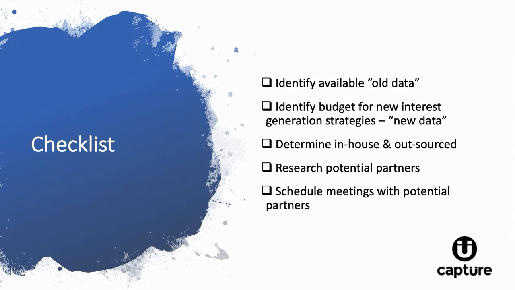Identify the budget that you have available for new interest generation strategies, that new data, all right? Because it's by identifying how much you have to spend that's going to inform how much you can actually do, right? So that's critically important. You won't be able to do all of this yourself. So determine which strategies you can do in-house and which of those will have to be outsourced. Fourth, research those potential partners like Capture, and then schedule meetings with those potential partners.